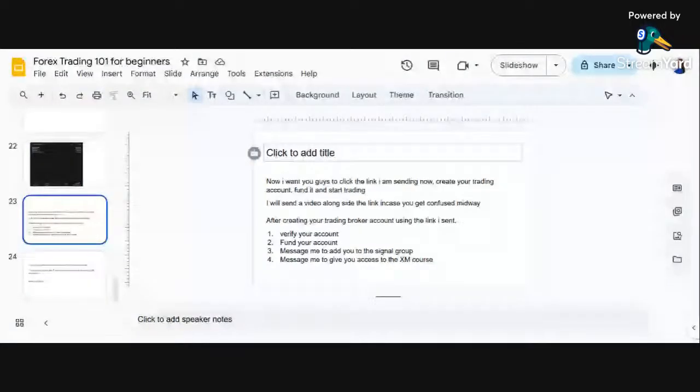If you don't use that link, you won't get these bonuses. I'm sure some of you will go to Google and type XM, see create your account, and use the broker, but it won't have the trading reward, deposit bonus and everything. Anyways, fund your account, verify your account, then message me to add you to the XM course like I told you about. When you are done, just message me and I'll give you access to that.